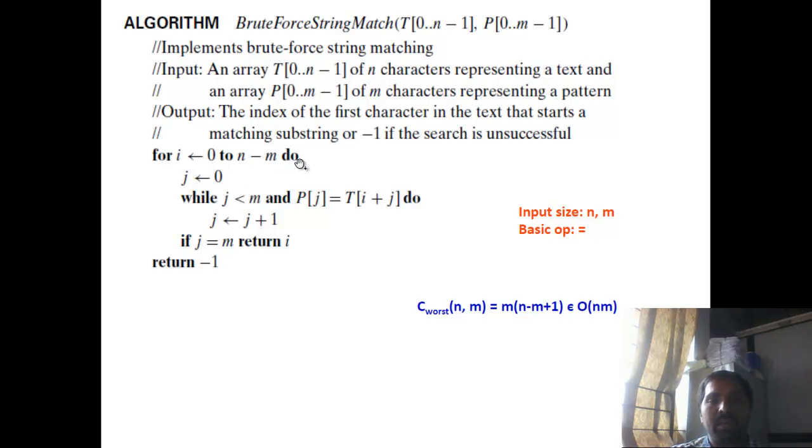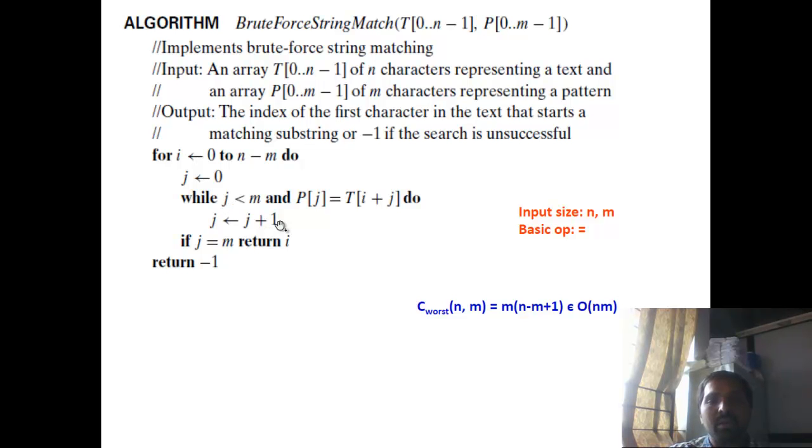For i equals 0 to n minus m do, because we can take the number of characters based on the pattern only. Then j equals 0, while j less than m and P of j equals T of i plus j. From that position we are checking, from the starting position onwards. If the condition P of j equals T of i plus j is satisfied, we increase the j position.